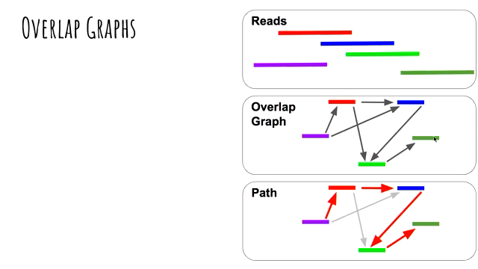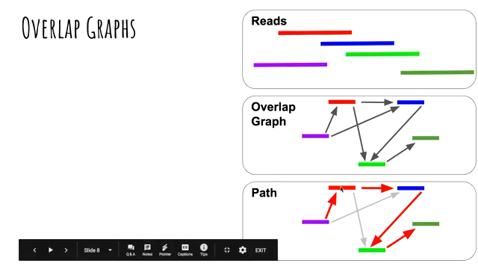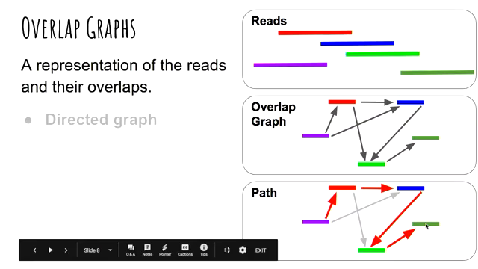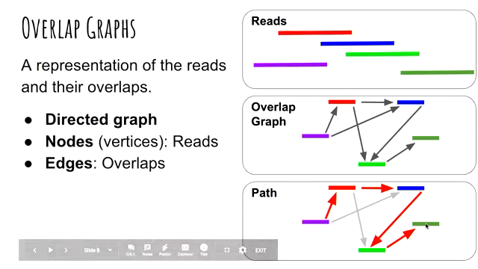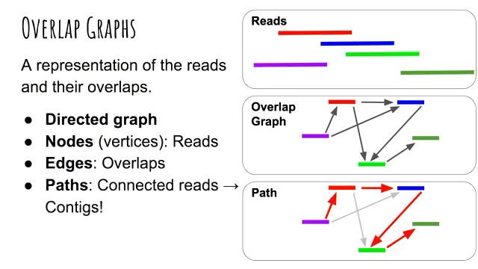And then to find a Hamiltonian path through this graph that visits each node once, we start here and go there, there, there, and there. And that will give us our contigs at the end.